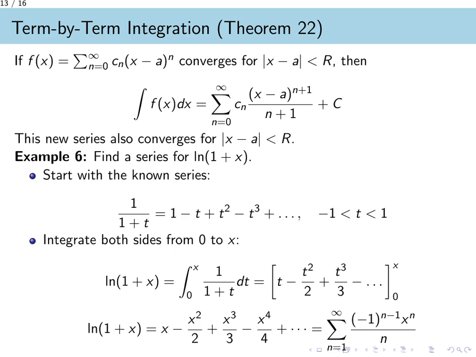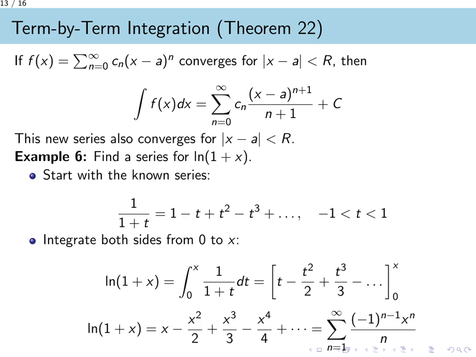Just as we can differentiate power series, we can also integrate them term by term, which is another powerful way to generate new series representations from ones we already know. Theorem 22 formalizes this idea. It states that if a power series converges on an open interval, we can find a series for its integral by simply integrating every single term of the original series.